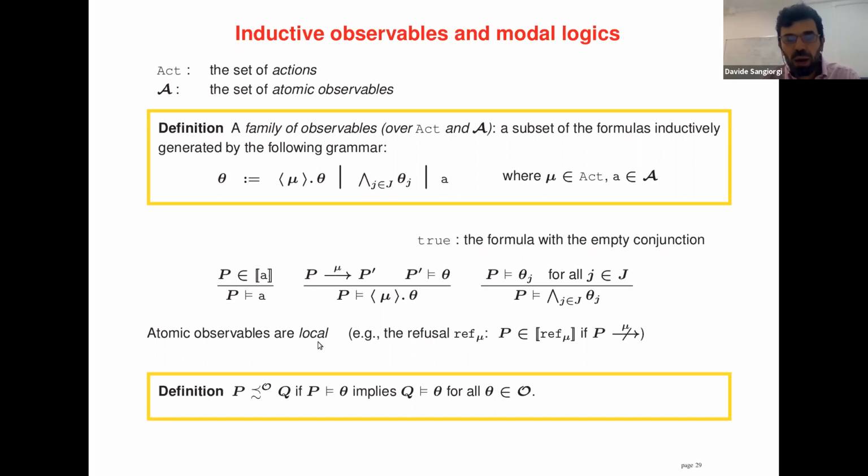Atomic observables I require to be local. That is, their truth depends only on the immediate transitions that the process can perform. As a matter of fact, I will only need the refusal atomic observable, ref mu, which holds for a process that is unable to perform mu. So an observable is a formula from this grammar, and the family of observables is a subset of such formulas. If you have a family of observables, then you get a preorder on processes whereby a process is below another one if all observables for the first process are also observables for the second process.